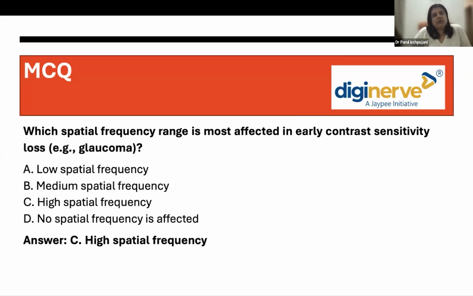The next question which can come is: which spatial frequency range is most affected in early contrast sensitivity loss? Always remember, whenever there is an early loss, it is the high spatial frequency which goes, followed by medium spatial frequency, and then eventually by low spatial frequency. Even till later parts of the disease, low spatial frequency is preserved.